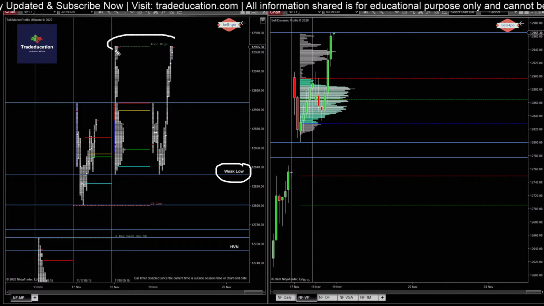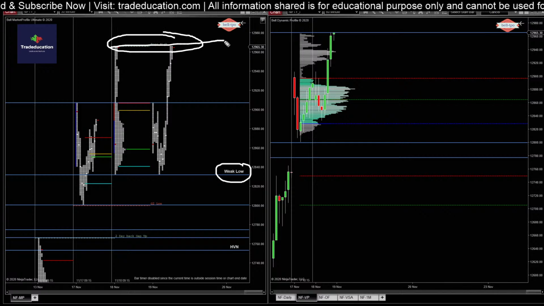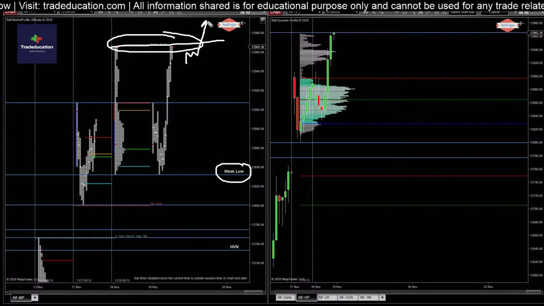Also, yesterday's high is weaker. Okay, so we have got a poor high. So odds are higher that we will first be tagging this level or reference, and then we might see some exhaustion, and then we might see some sort of a reversal.